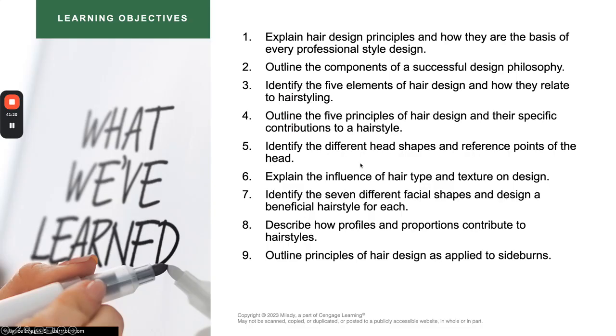Okay, so we have our objectives. These are all of the objectives for Chapter 9. So we explain hair design principles and how they are the basis of every hairstyle design. 2, outline the components of a successful design philosophy. So that's what we talked about: inspiration, where we draw inspiration from to create styles for our clients. We identified the 5 elements of hair design. So there's line, texture, form, space, things like that. And then we have the elements. So that's harmony, that's proportion, that's balance, etc.